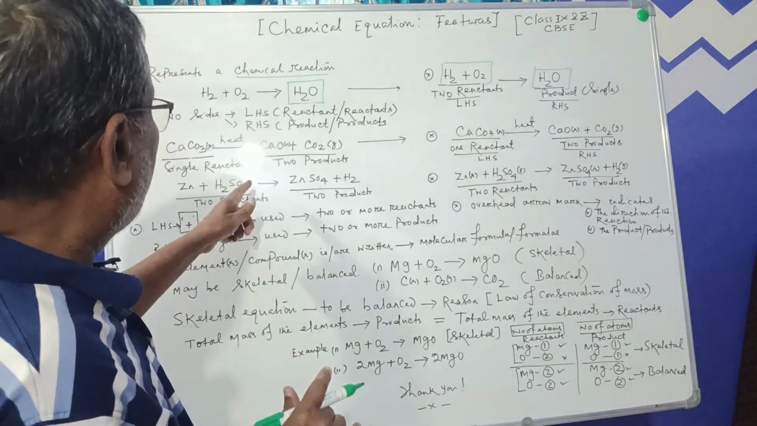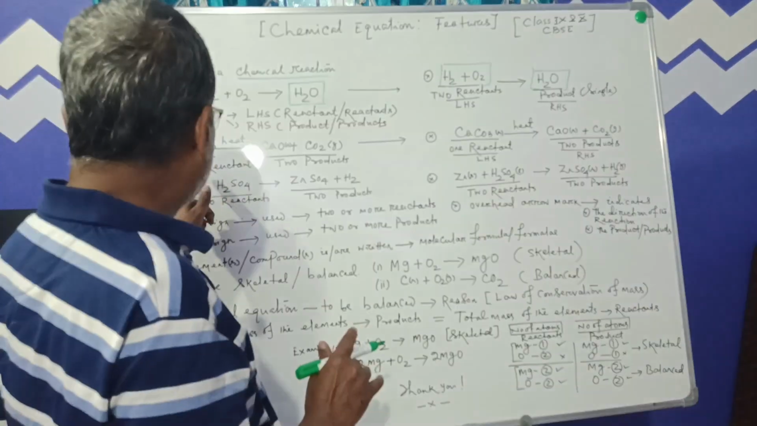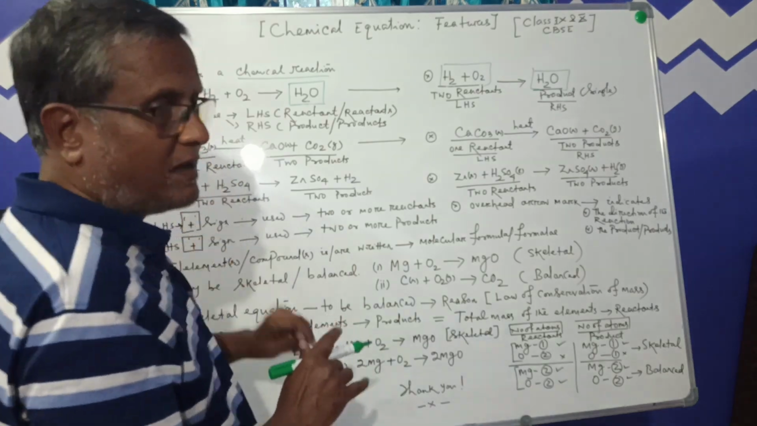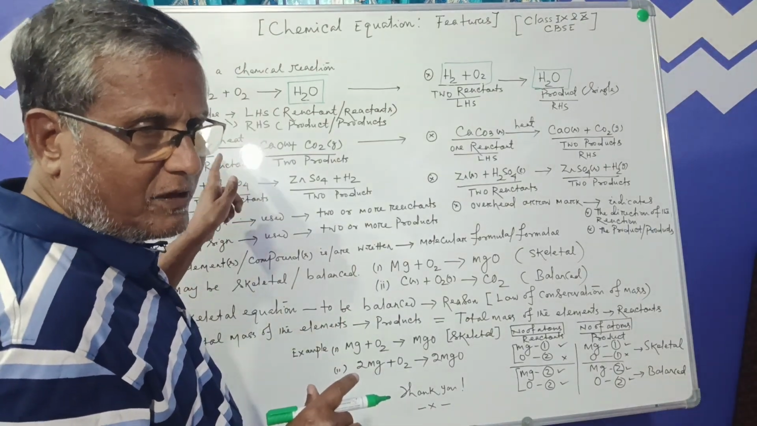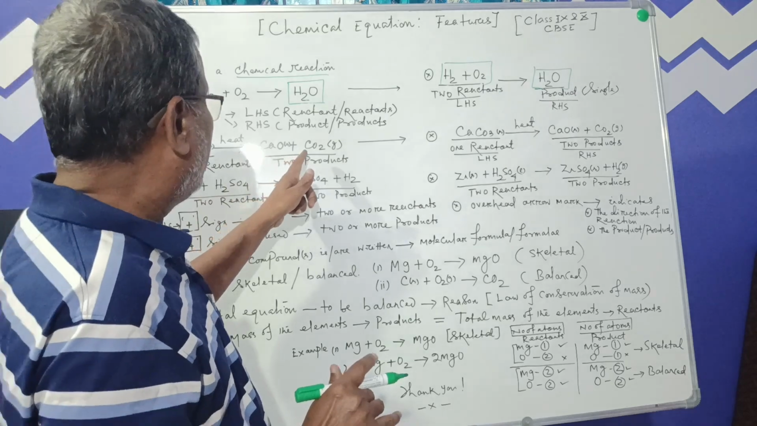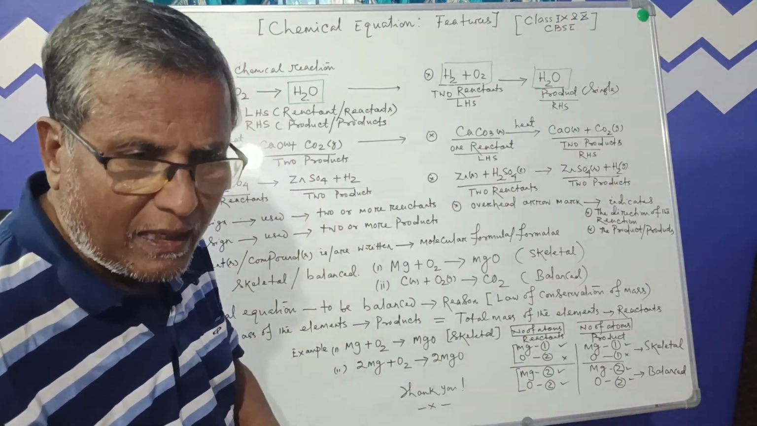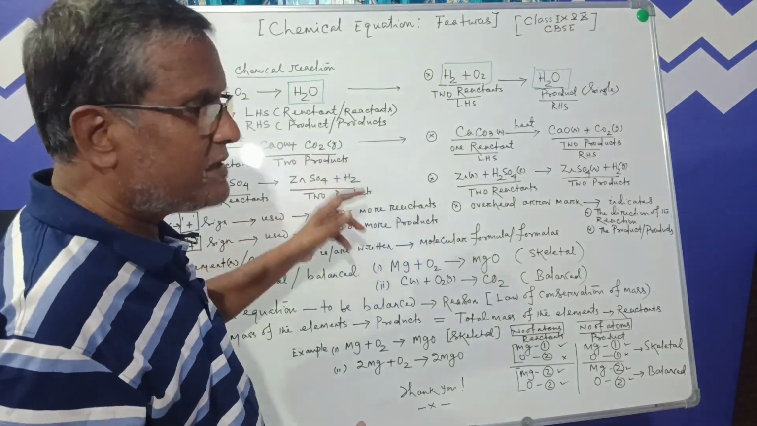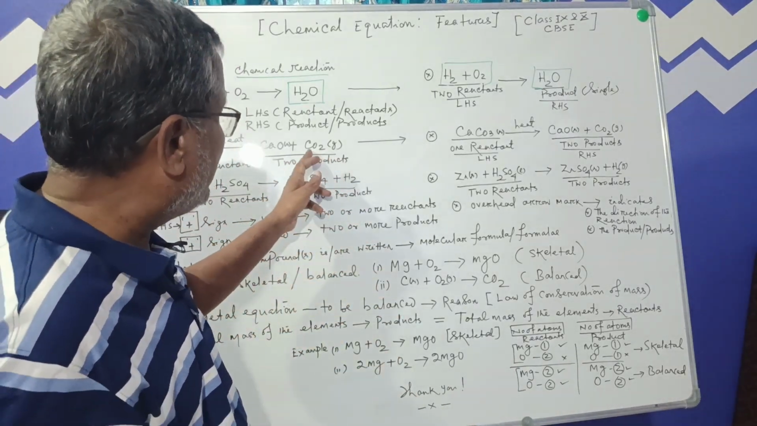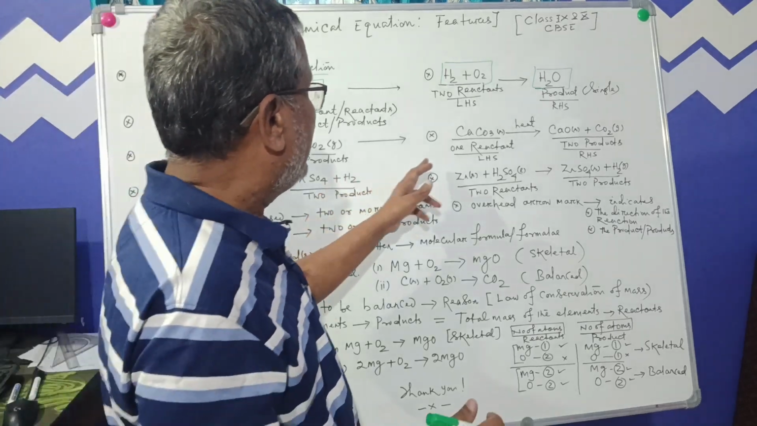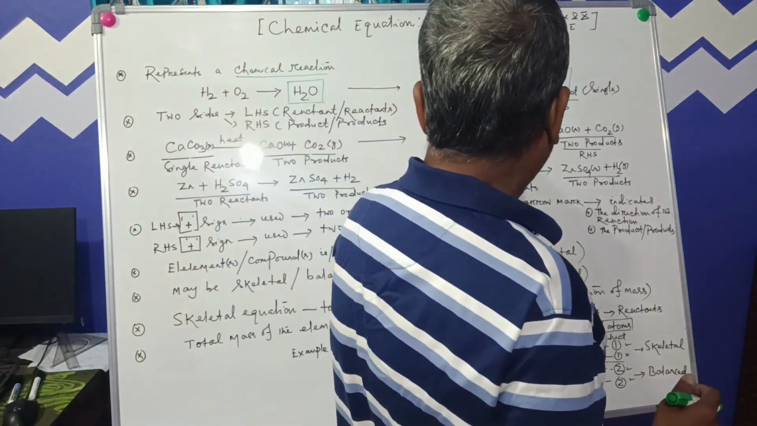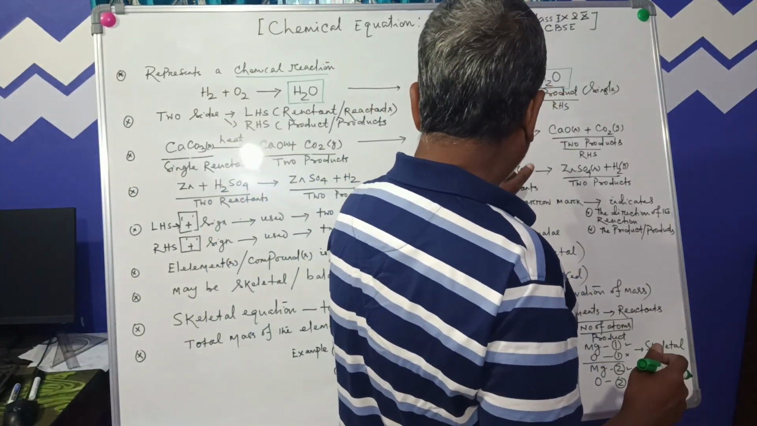Okay. So now the reactant is single. One reactant on the left side, and on the right side you see two products: calcium oxide, that is called quicklime, and carbon dioxide, that is a gas. Okay, carbon dioxide. You see here calcium carbonate, this is here one reactant.